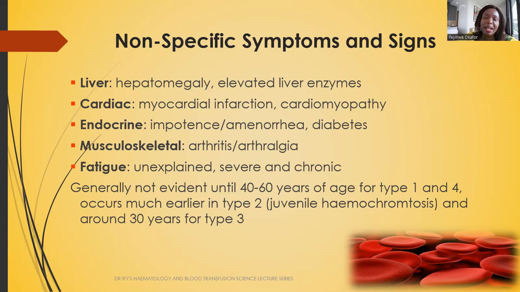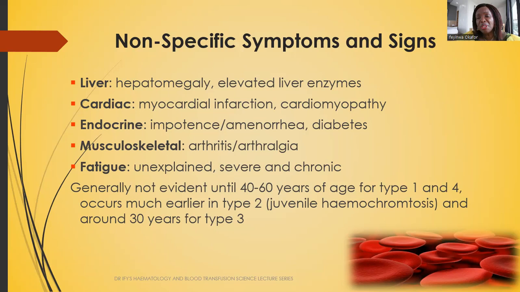Then in the cardiac region, you have myocardial infarction and cardiomyopathy. In the endocrine region, you have impotence, amenorrhea, and diabetes. In the musculoskeletal region, we have arthritis and arthralgia, and then we have unexplained fatigue. It can be severe, and it can also be chronic.